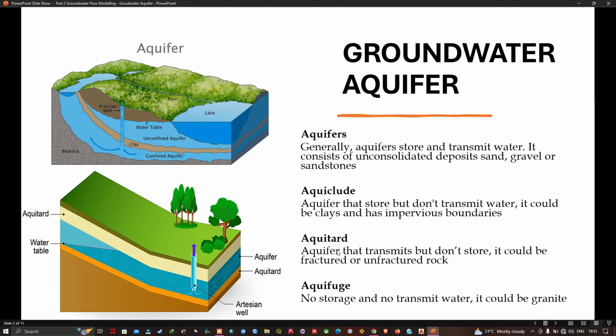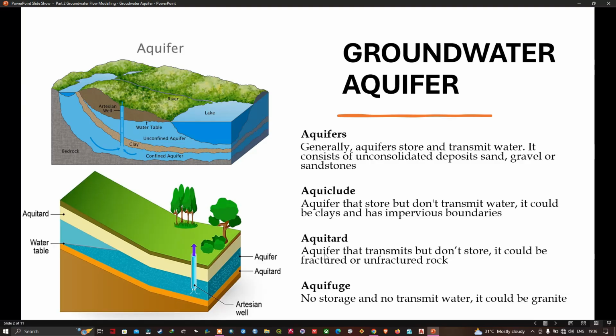The aquitard transmits but doesn't store. It could be a fractured or unfractured rock. For example, rocks, whether fractured or unfractured, could be considered as an aquitard.